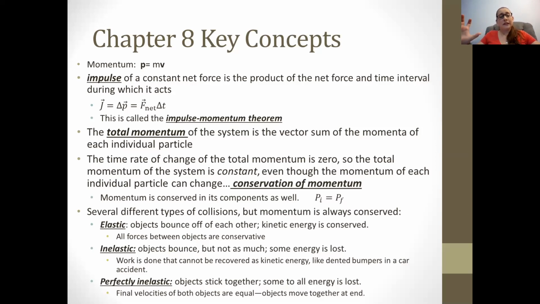If we're dealing with a perfectly inelastic collision, that means the objects hit each other and stick together and move off as one bigger object after that. So that means a lot of the energy, up to all of the energy, is lost, transformed into these other things. Since we have this one object that moves away at the end, the final velocities of both objects are equal to each other because they're now one object. Depending on the particular situation, that will really affect how you set up these problems.